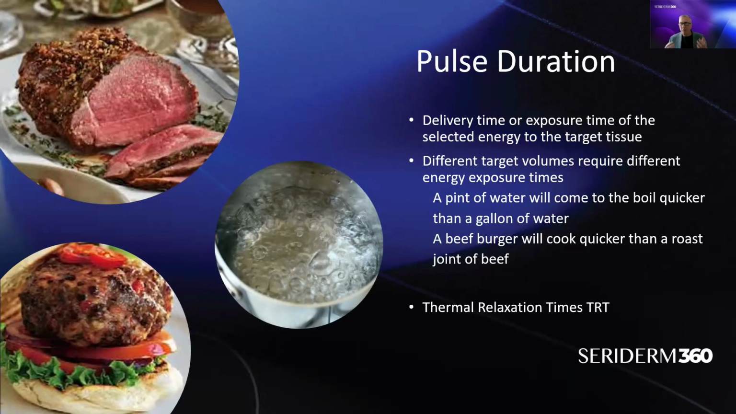If I cook a beef burger, I go to my oven and set it to maybe 180 degrees C, and I cook my beef burger in about 15 minutes. When I want to cook a joint of beef, I still set my oven to 180 degrees, but now I cook it for around 2 or 3 hours. I've adjusted the cooking time to the size of the meat, and it's the biggest mistake that people make when they start doing laser treatments. They don't adjust the pulse duration. They don't get the pulse duration right. The pulse duration is critical for getting the results.